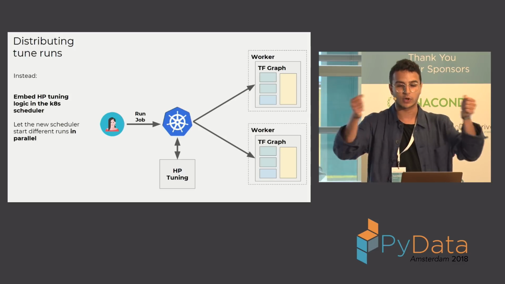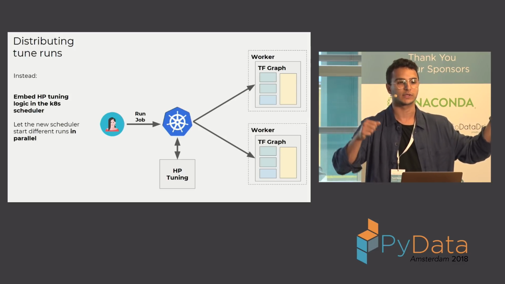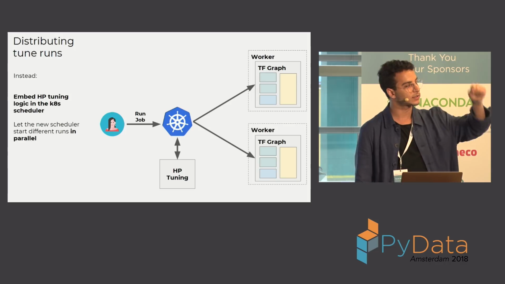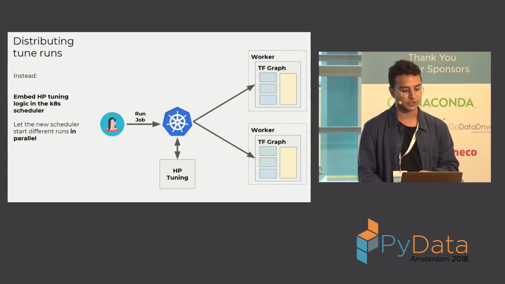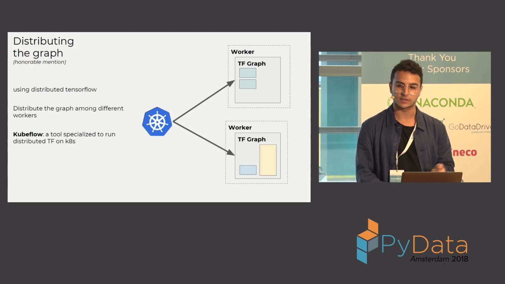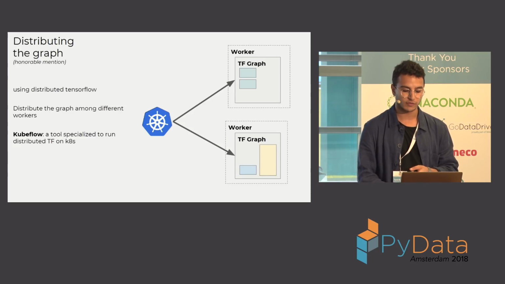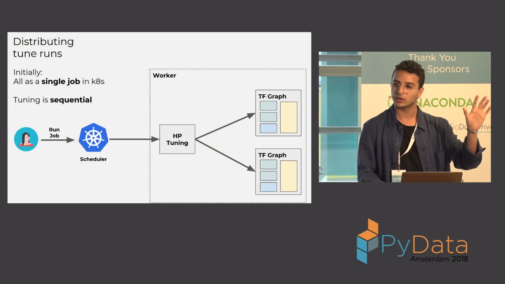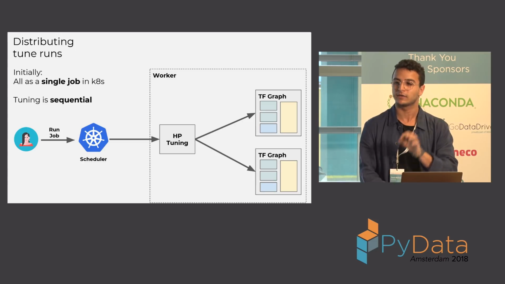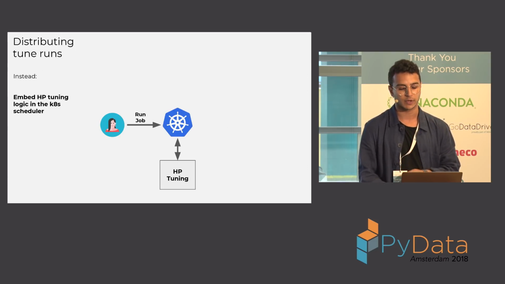So in this case, we broke apart the job into different tune runs, as we called them, and then each of these is running on a separate machine. And then in this case, they're running in parallel. Beforehand, it was just one big chunk, and now I managed to separate these by letting Kubernetes know how to do the hyperparameter tuning.